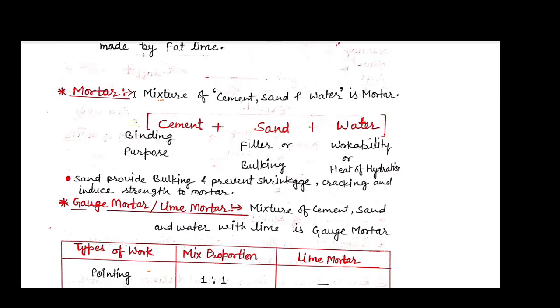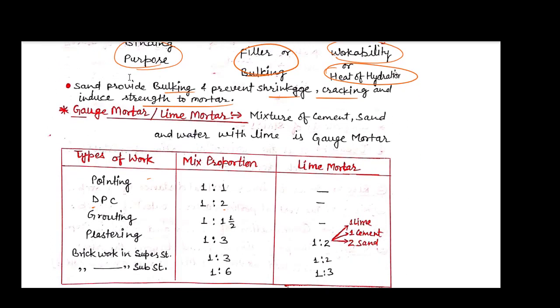When lime is added to the mortar, it forms gauge mortar, also known as lime mortar. Here the word mortar means the mixture of cement, sand and water. Cement is the binding material, sand is the filler or bulking material which fills the gap, and water is used for workability and for releasing heat of hydration. So water activates the property of cement. Also sand provides bulking and prevents shrinkage and cracking and induces strength in the mortar. So when lime is added to this mortar, it forms gauge mortar or lime mortar.